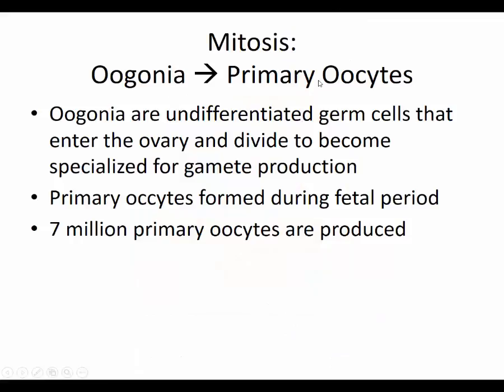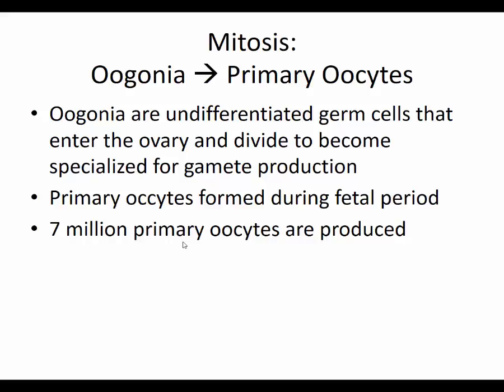Oogonia becoming primary oocytes, that's just mitosis. We just make a copy of that cell. They're both 46. They're both diploid cells. When do these form? Before that woman is even born is when all these primary oocytes are formed. So this mitotic process of taking oogonium and making a primary oocyte happens before birth. 7 million primary oocytes. That'd be a lot of babies, wouldn't it? So we don't need that many in our lifetime.